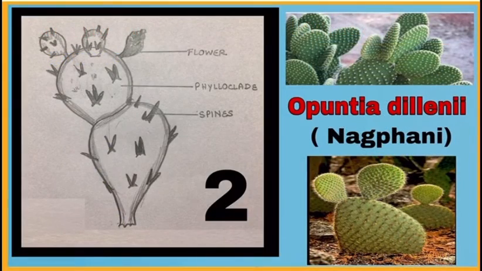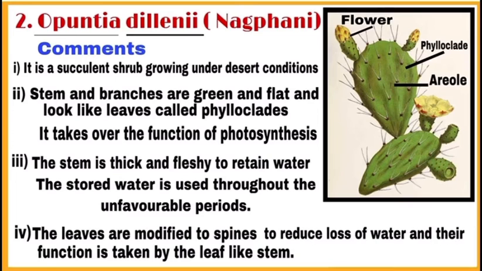Next xerophytic plant is Opuntia dillenii, which is commonly called nagphani. Write adaptations in Opuntia. It is a succulent shrub. Succulent means a plant with thick fleshy tissue adapted to store water. The Opuntia can grow under desert conditions successfully. Now see the adaptations. For this, see the diagram. The stem and branches are green and flat and look like leaves, which are called phylloclades, and it takes over the function of photosynthesis.